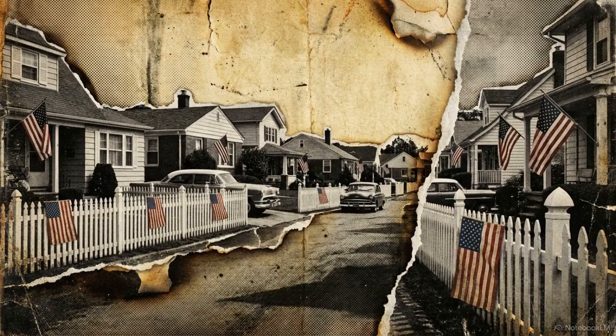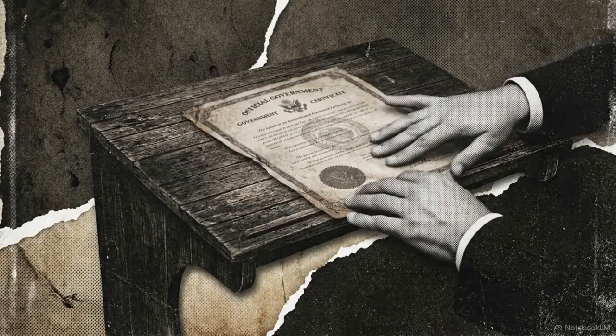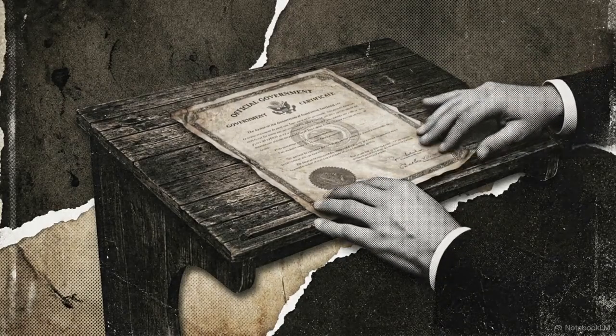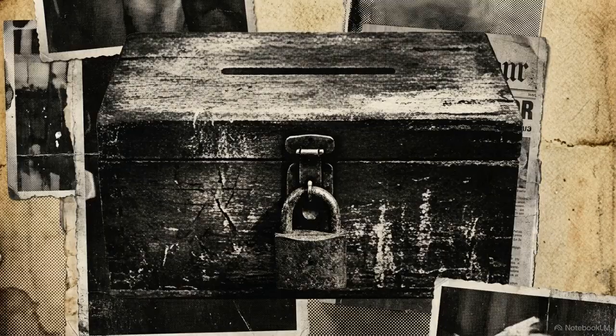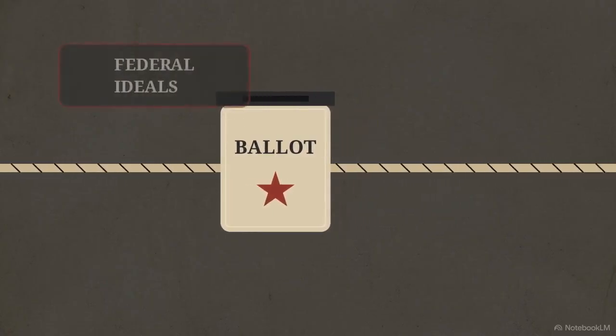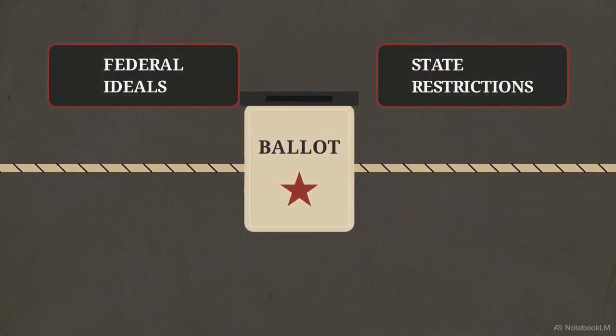Memorizing these answers creates a specific image of how America works. It suggests that these freedoms are absolute and that they are automatically granted the moment they are written down. But the right to vote tells a very different story. The history of the ballot in America is a constant tug-of-war between federal ideals and state-level restrictions.